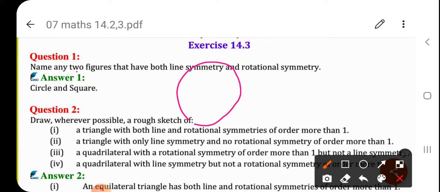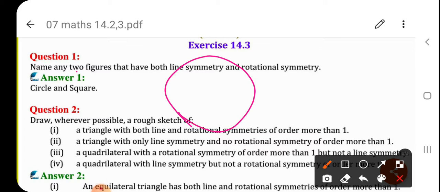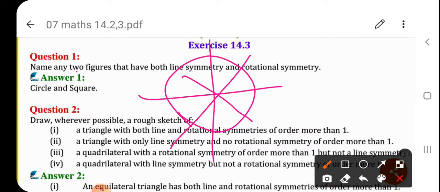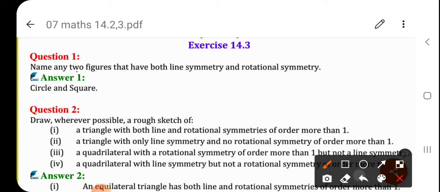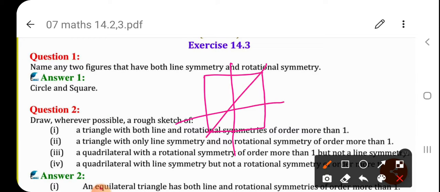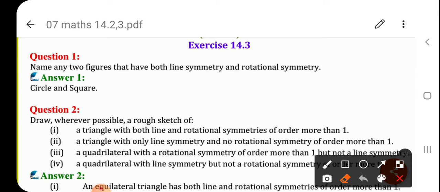Here is a circle. You can rotate this circle by 90 degrees, 10 degrees, 5 degrees, and it will look the same as the first figure. This circle has an infinite number of lines of symmetry. Second one, the square. The square has a total of 4 lines of symmetry, and it also has rotational symmetry. What is the order of this rotational symmetry? It is 4.